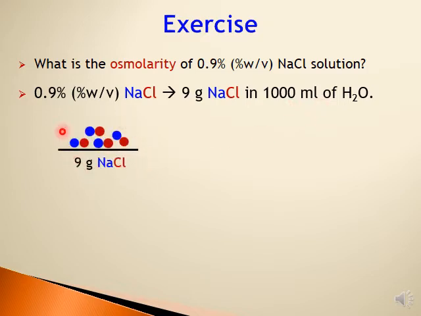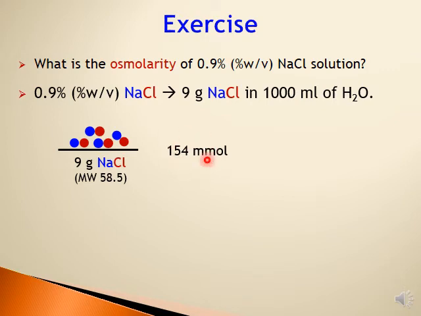So 9 grams of sodium chloride powder, and we know very well that the molecular weight of sodium chloride is 58.5. It is 23 for sodium and 35.5 for chloride, so the molecular weight of the sodium chloride molecule is 58.5. How many millimoles are present in 9 grams of sodium chloride? We divide 9 grams over 58.5, and this will give me 0.154 mole or 154 millimole. So we are talking about millimole.